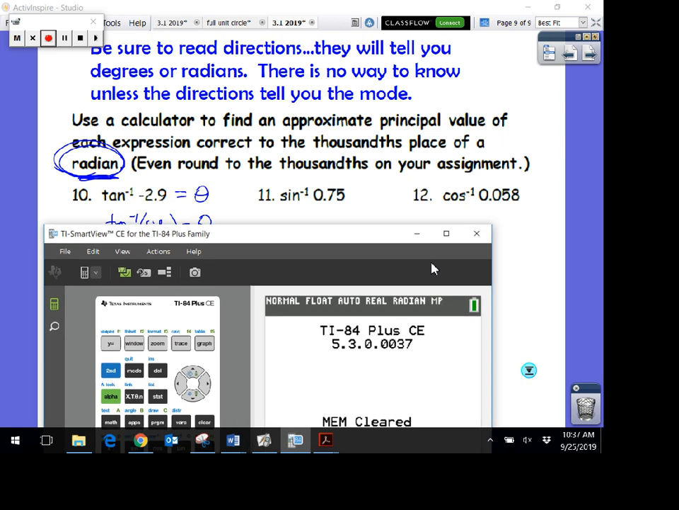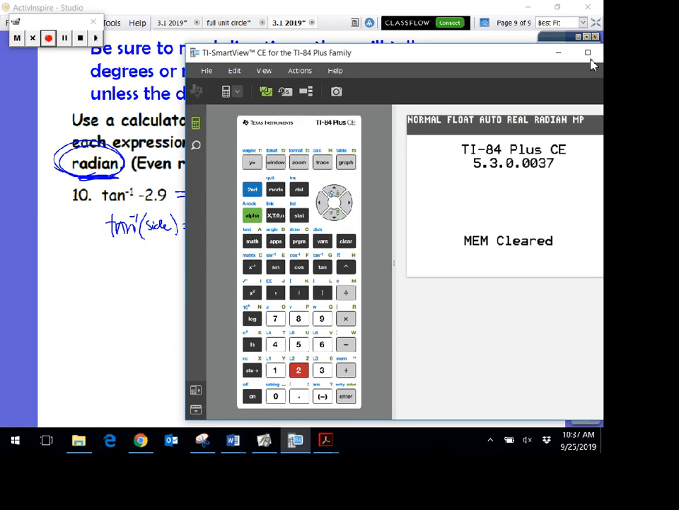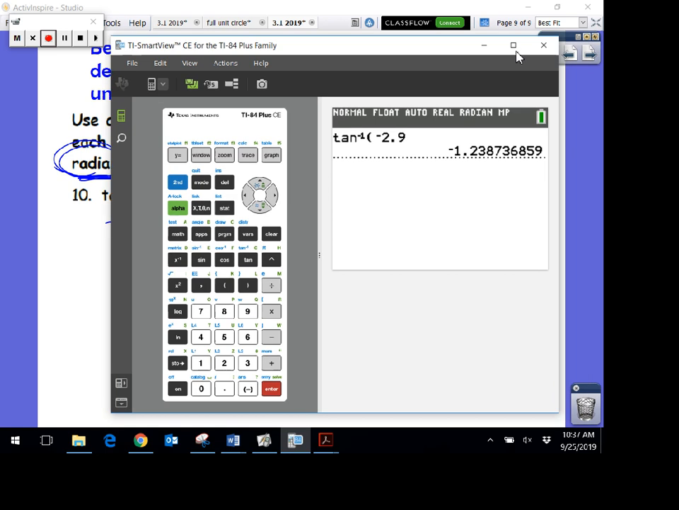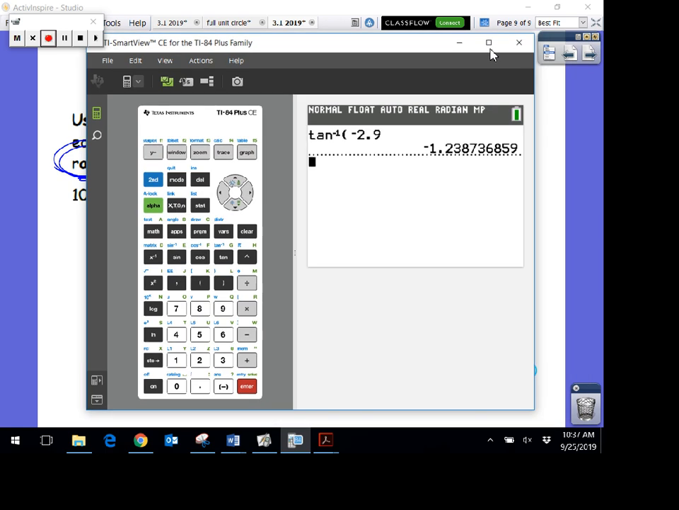So we have the inverse tangent, so second tan of negative 2.9. Enter. There's your answer. Negative 1.239. Negative 1.239. The 7 determines whether the 8 moves up or stays the same.